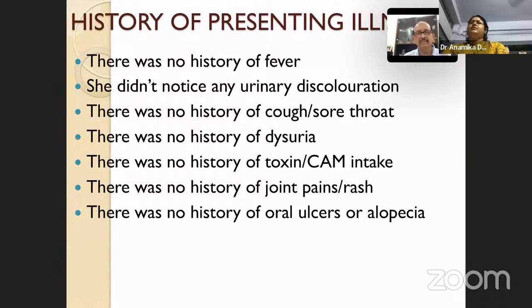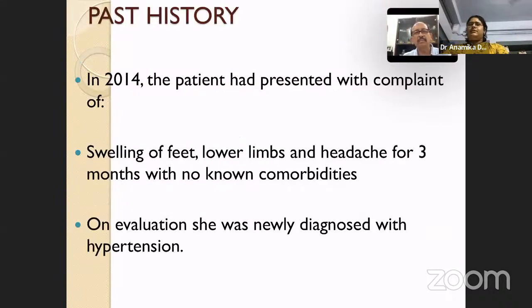She did not have any history of fever preceding or during the illness. She did not have any cough or sore throat preceding or during the illness. She did not notice any urinary discoloration. She did not have any flank pain or painful micturition. There was no history of any toxin intake or any alternative medicine intake during or preceding the illness. And there was no history of any joint pains, rash, oral ulcers or hair fall. That is all about the presenting illness.